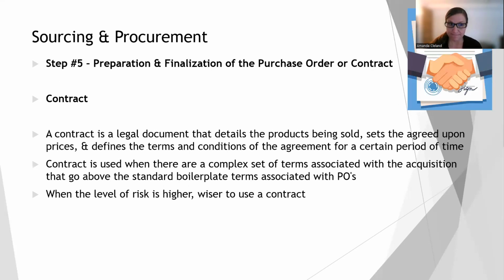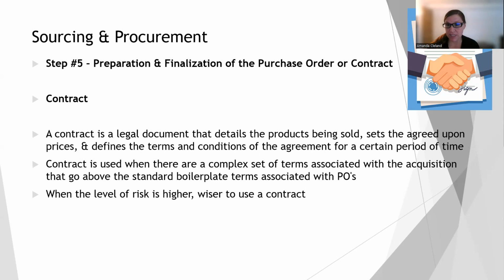And a contract. A contract is a legal document that details the products or services that are being sold, sets the agreed upon prices, and defines the terms and conditions, which you may hear termed T's and C's, of the agreement, usually for a certain time period. So there'll be a certain time period that is the length of the contract. And usually we're going to use a contract when it's more complex. There's a complex set of terms associated with this purchase that go above and beyond the very standard boilerplate terms that are associated with a PO.